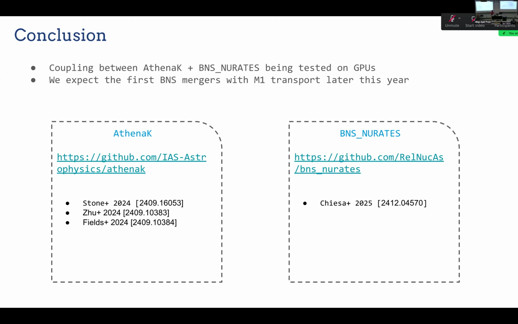AthenaK is an open source project. It's available at the GitHub repository, and there are a couple of papers coming out of it. AthenaK is also completely developed in the open, so the commit that was made yesterday is already there for people to see. BNS new rates also operates on the same philosophy, and is also open source. Both projects are licensed very liberally under BSD 3-clause, so it should be fairly easy for you to use them, and maybe integrate the library into your codes. So thank you very much for listening, and I will take any questions you have.